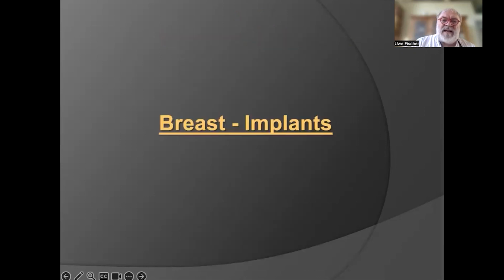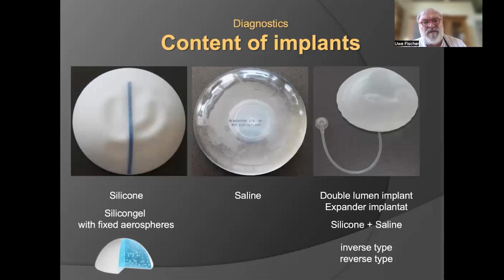Okay, I make a cut and I will talk about breast implants and give some information about implants before. We have to know that there are different contents in the implants. This is a modern type of implant filled with silicone gel with fixed aerosphere, so it makes it not so heavy, and textured surface.